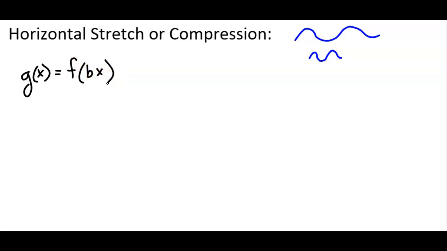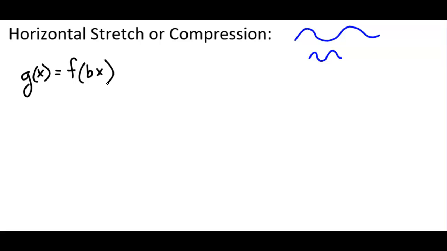But it's multiplying the input and then applying the function. The vertical ones, we applied the function and then we multiplied it, so it affected the outputs. But this is going to affect the inputs, right? So that's what's going to happen here.